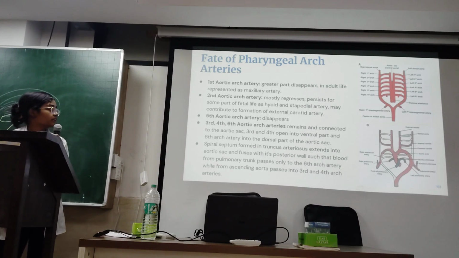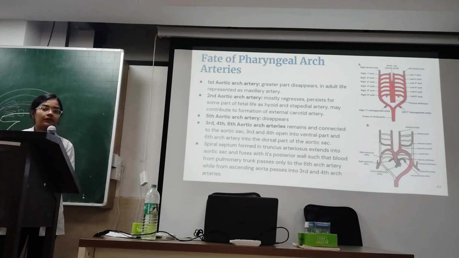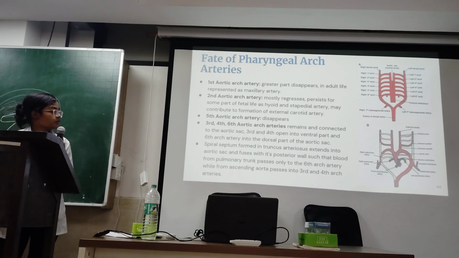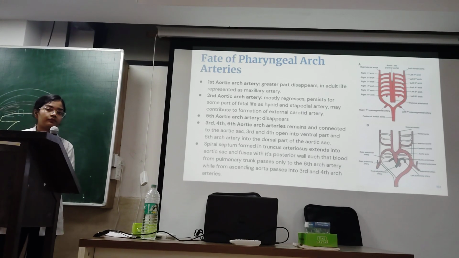The fifth aortic arch artery disappears completely. So at last the third, fourth and sixth aortic arch arteries only remain connected to the aortic sac. And the spiral septum also extends into the truncus arteriosus such that there is appropriate flow of blood, like from the pulmonary trunk blood flows into the sixth aortic arch artery only, and from the aorta only to the third and the fourth arch arteries.